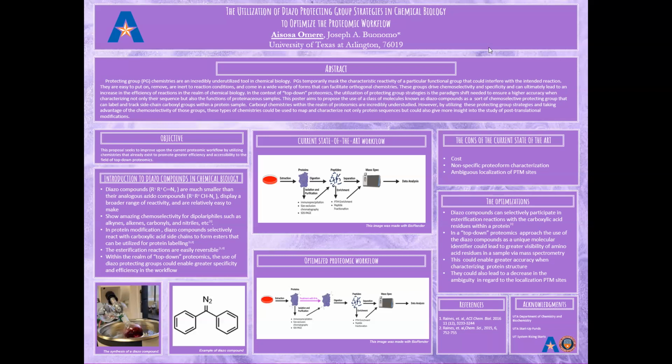In the optimization, the diazo compound would be used as a sort of unique molecular identifier that could lead to greater visibility of the amino acid residues in a sample via mass spec. This could enable greater accuracy when characterizing protein structure, and could also lead to a decrease in the ambiguity in regards to the localization of post-translational modification sites.